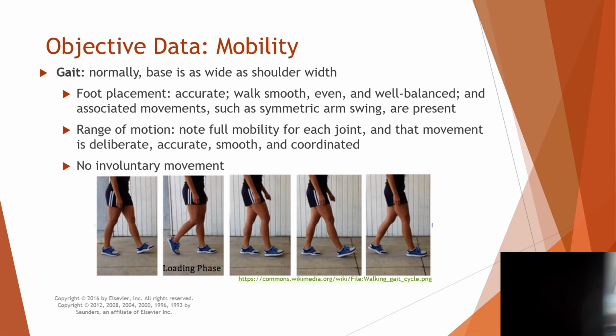Objective data, mobility, gait. Normally the base is as wide as shoulder width. Foot placement is accurate, walk is smooth, even, well balanced, and associated movements such as symmetry and arm swing are present. Range of motion. Note full mobility for each joint, and that movement is deliberate, accurate, smooth, and coordinated. No involuntary movement.